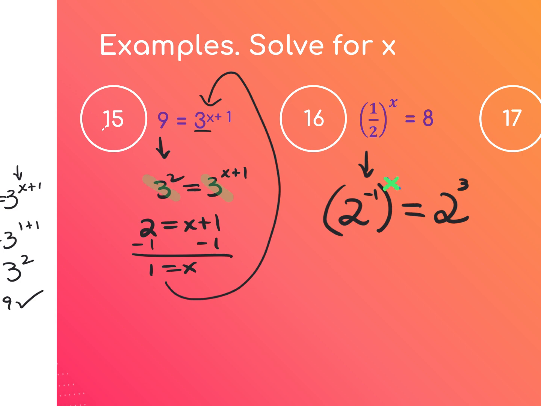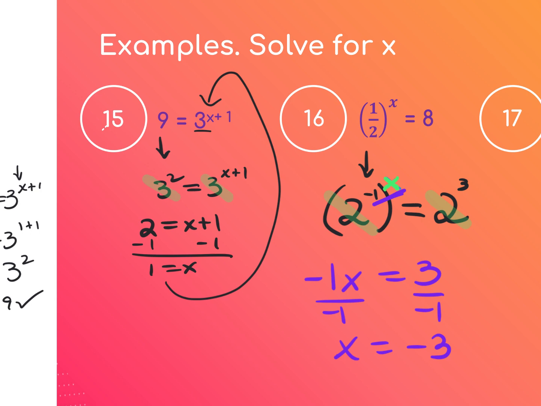Now, I have the same base. I now have both sides with the same base, so I can get rid of the 2's. And remember, when you raise a power to a power, you multiply them. So this actually becomes negative 1x equals 3. Divide both sides by negative 1, and x equals negative 3.